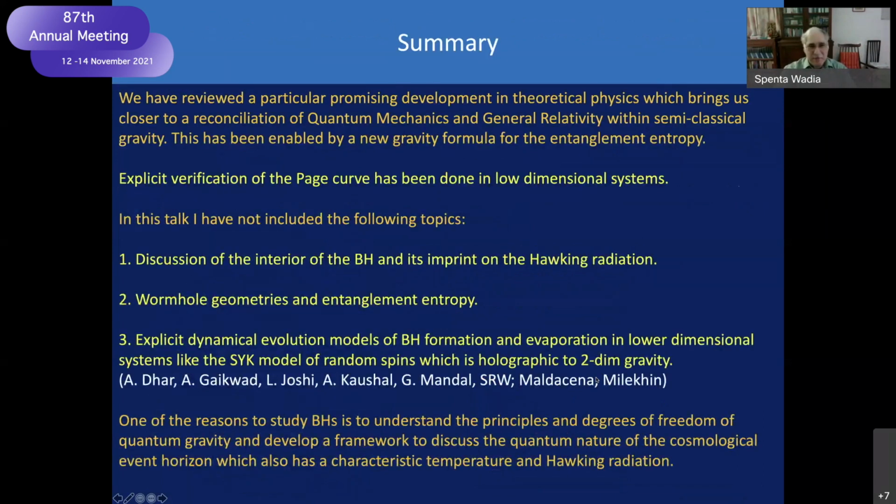So in summary, we have reviewed a particularly promising development in theoretical physics, which brings us closer to a reconciliation of quantum mechanics and general relativity within semi-classical gravity. And this has been enabled by a new gravity formula for the entanglement entropy. Now, explicit verification of the Page curve has been done in low dimensional systems.